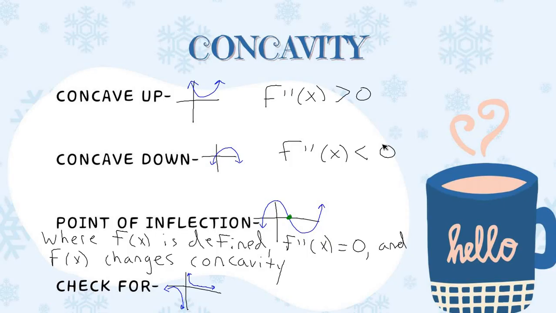But when we set it equal to 0, we still have to check for where f of x is undefined, so we have to consider those, which also means that f double prime of x will be undefined there. So we're just going to include those values because it can change concavity, but it won't be considered a point of inflection. What questions do we have so far?